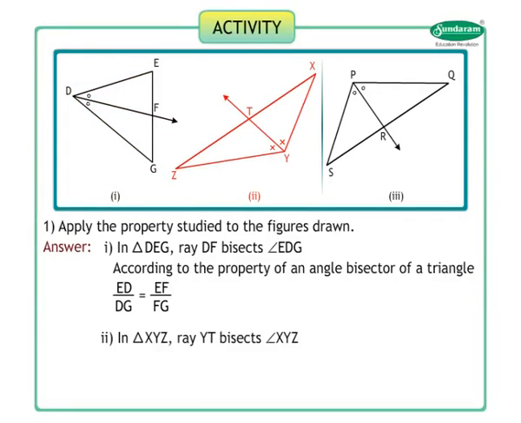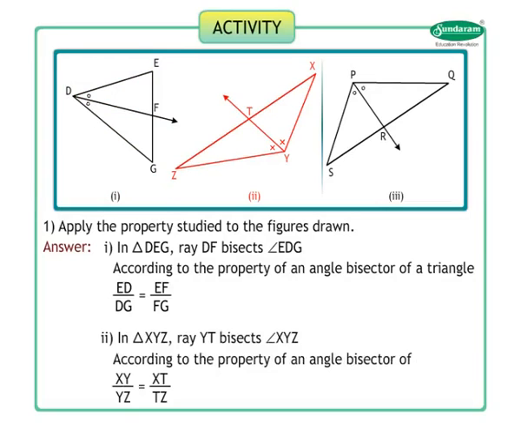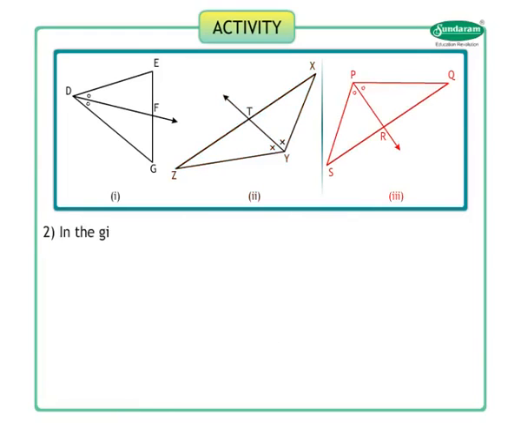In triangle XYZ, ray YT bisects angle XYZ. Thus, according to the property of an angle bisector of a triangle, we get XY upon YZ is equal to XT upon TZ. Number 2.